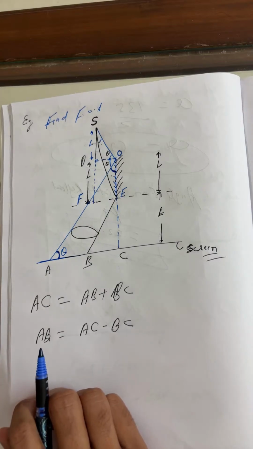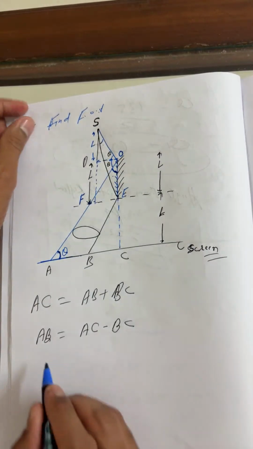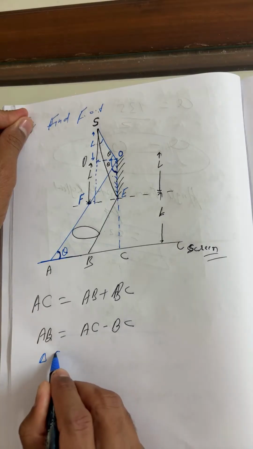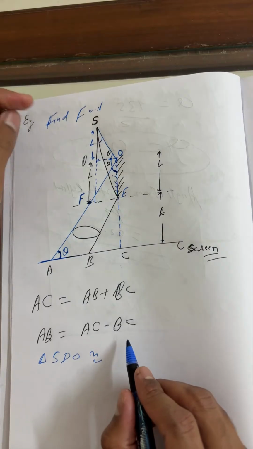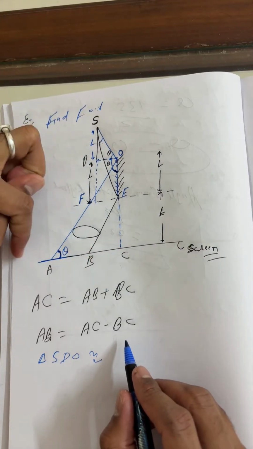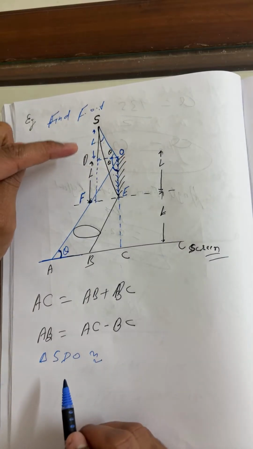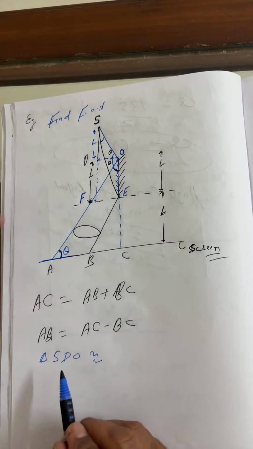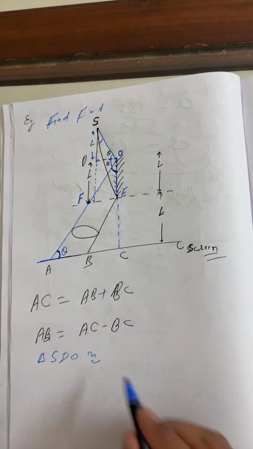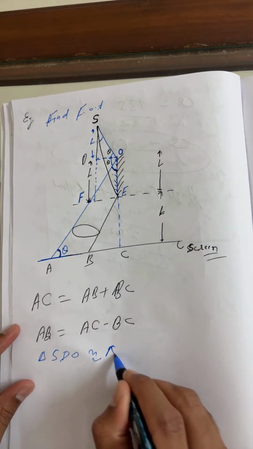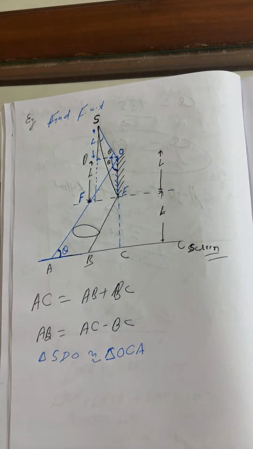This is what triangle? Triangle SDO is similar to which one? Triangle OCA. Yes, listen carefully. Triangle SDO is equal to this triangle here, O, C, and A. Triangle OCA is what? Similar.